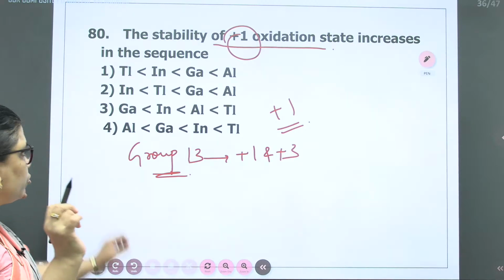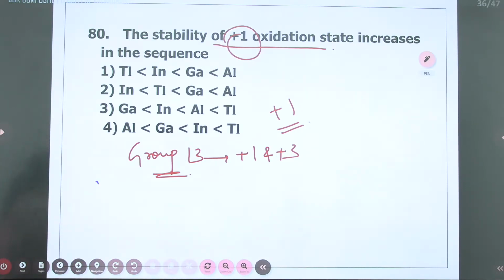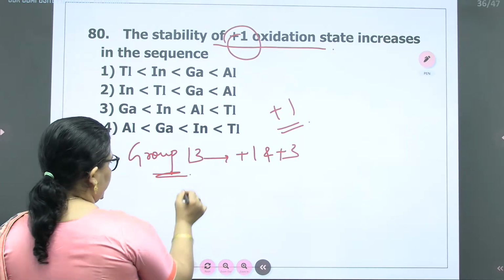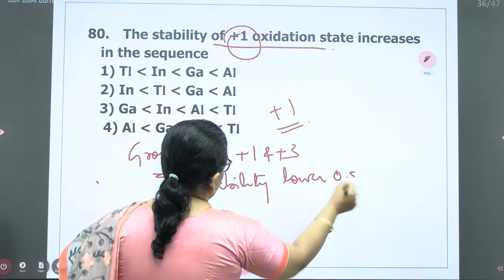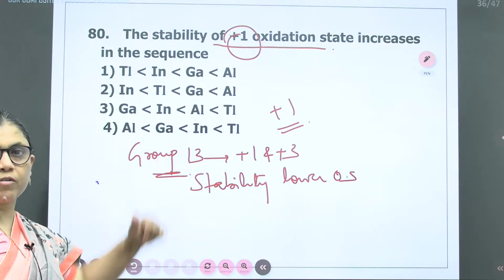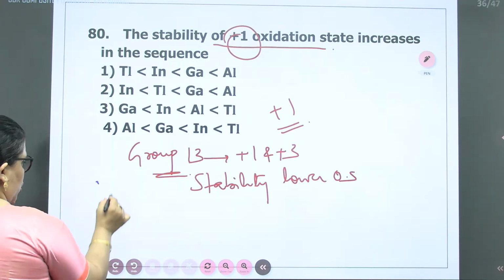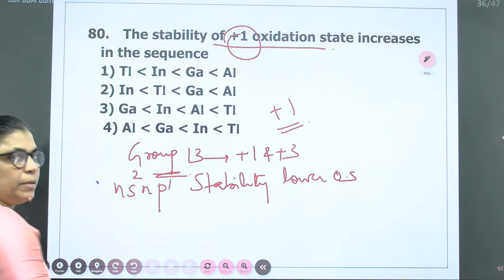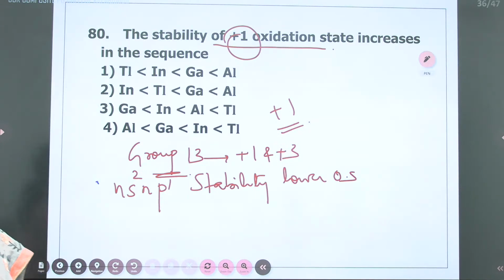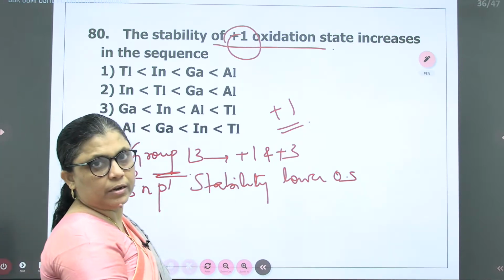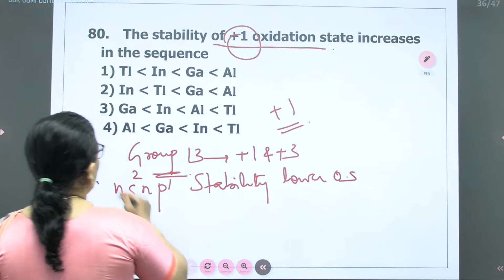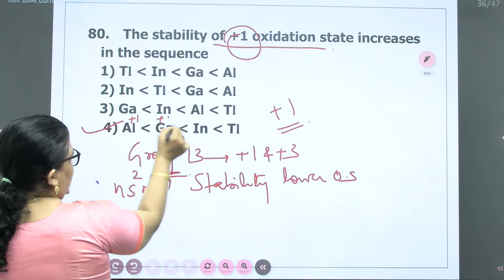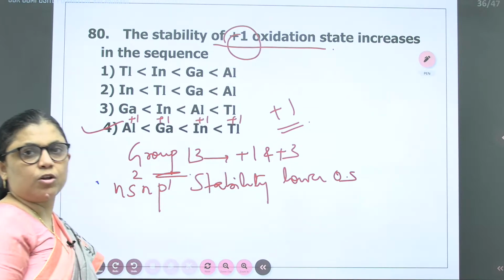We'll consider one point over here. Group 13 elements will show +1 and +3. Always remember here the stability of the lower oxidation state. Group 13 elements, like the boron family, have ns2 np1 electronic configuration. That's why, when we are moving down the group, we observe stability of the lower oxidation state. So in this question, it will be the fourth option. We'll write it as +1, +1, because the question is related to the +1 oxidation state.